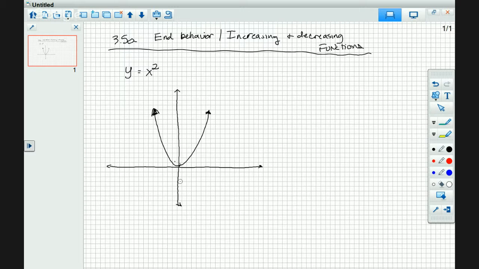Decreasing. Okay, so we go from left to right. This is actually decreasing, and this one is increasing. There's a transition point here. This is called a critical point. Thursday, we will go into detail on critical points. Just for now, note that it's a transition from increasing to decreasing, and vice versa.